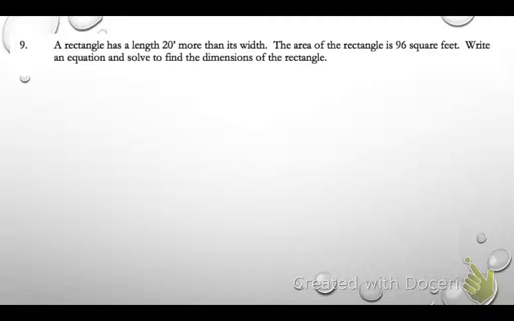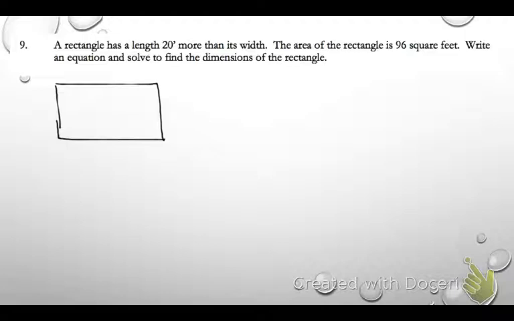A rectangle has a length of 20 feet more than its width. The area of the rectangle is 96 square feet. Write an equation and solve to find the dimensions of the rectangle. So the first thing you want to do is to sketch a picture.